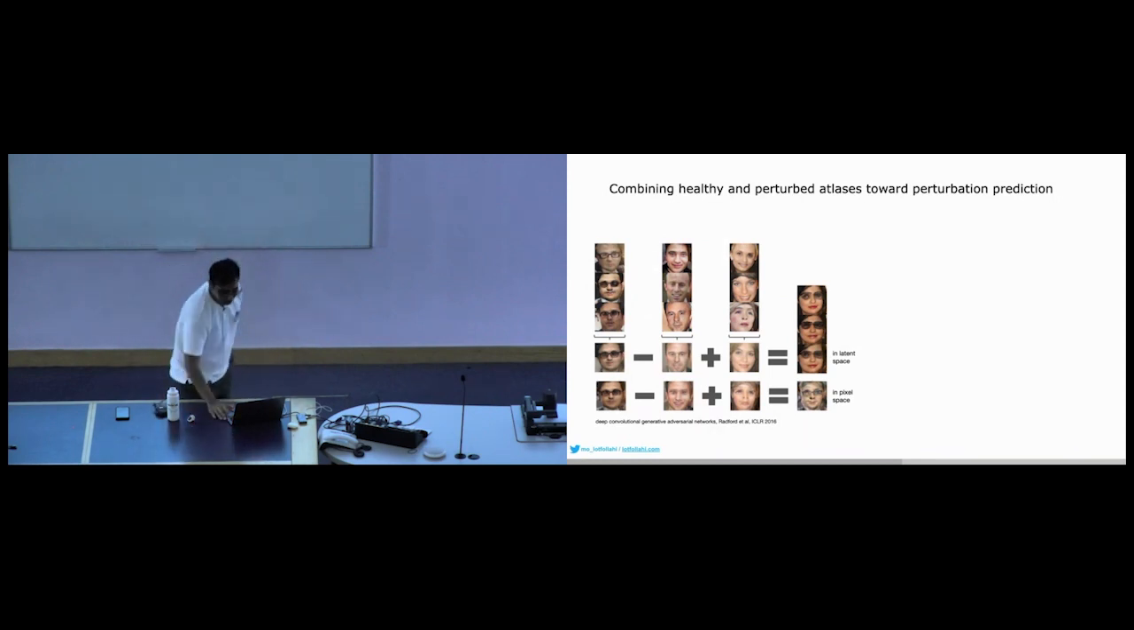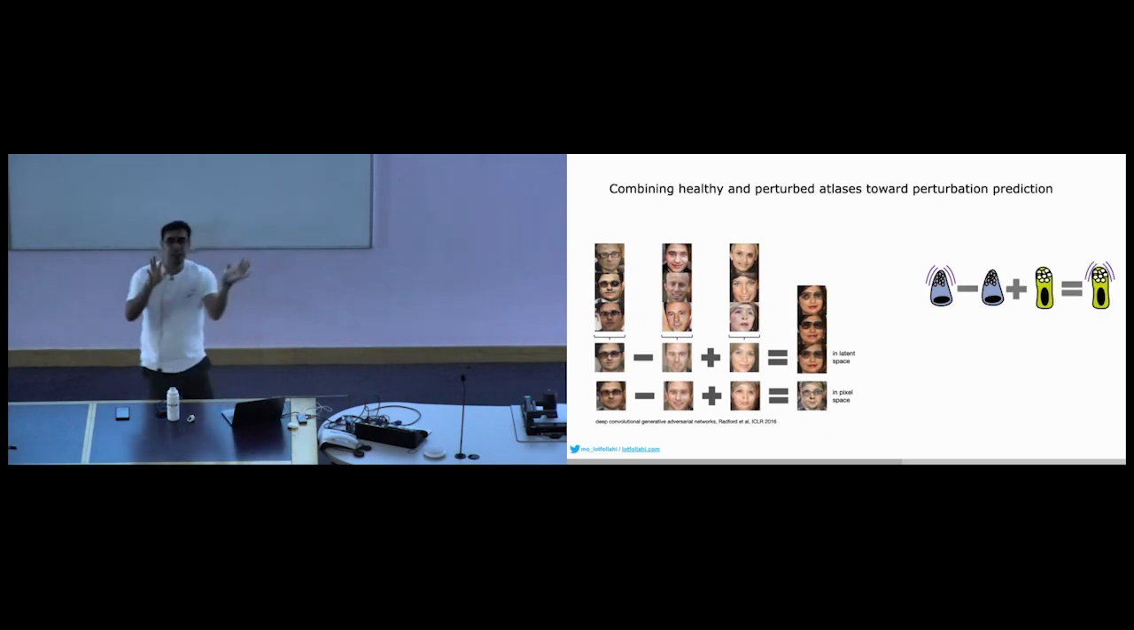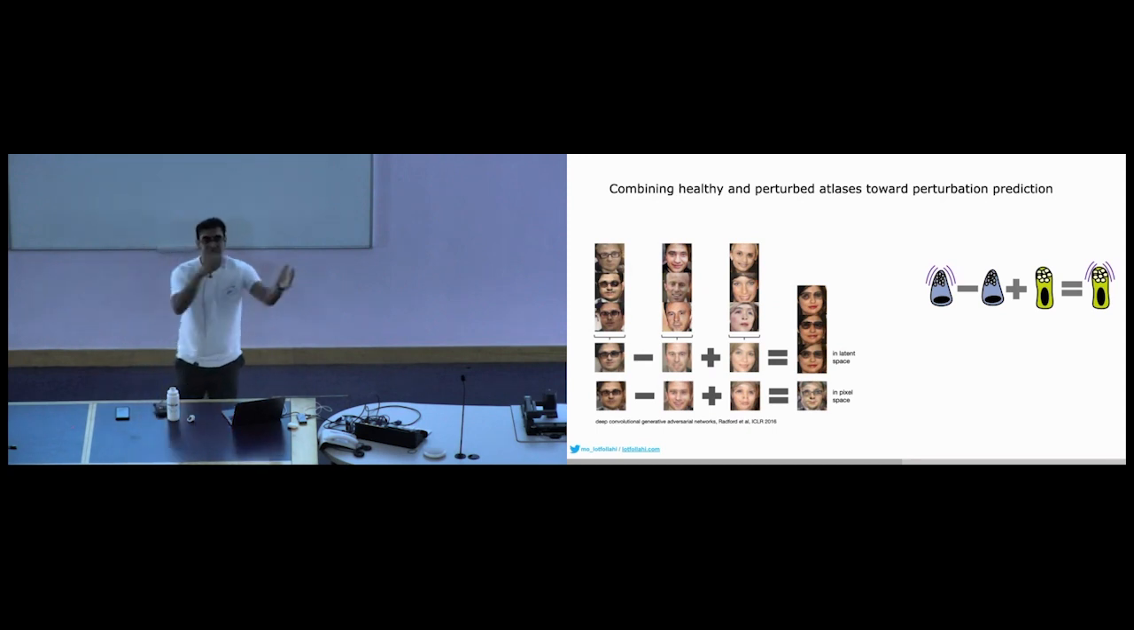So the same concept could be applied here: you have a disease cell and you have a cell which is healthy. You learn the difference between these two in the representation, and then you add this difference to the cell which was not basically measured with the disease, and you can predict the gene expression for that.